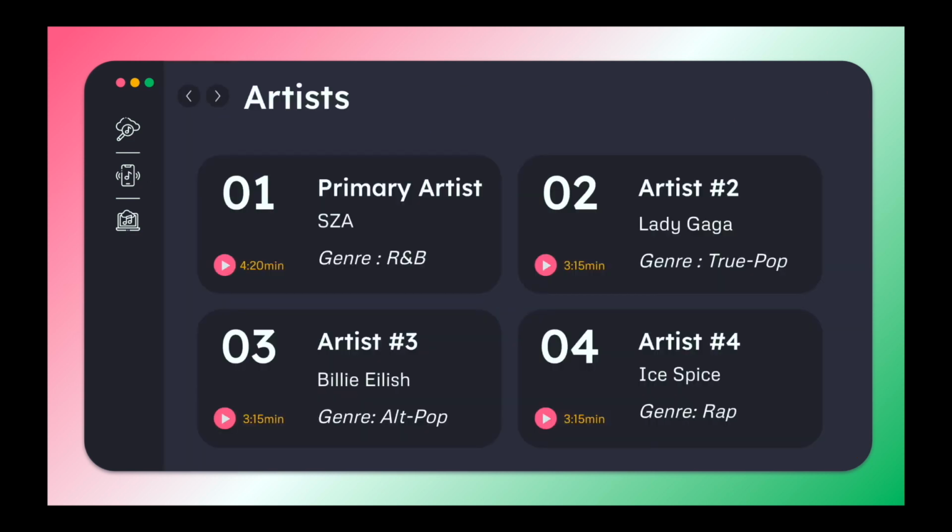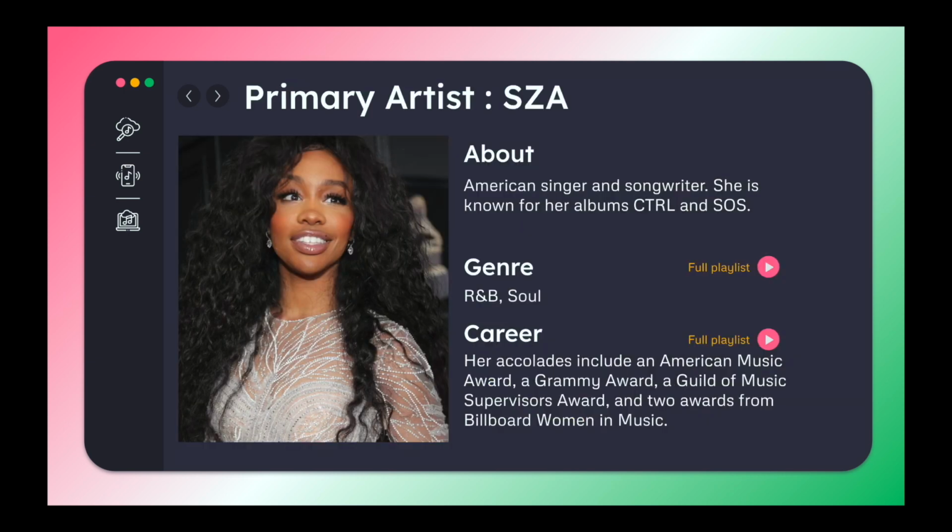So we chose 4 artists that are predominantly considered to be in different genres, and we had SZA be our primary artist, with her genre being predominantly R&B, Lady Gaga with her genre being true pop, Billie Eilish, whose genre was alt pop, and Ice Spice, whose genre is rap. For our primary artist, we chose SZA.